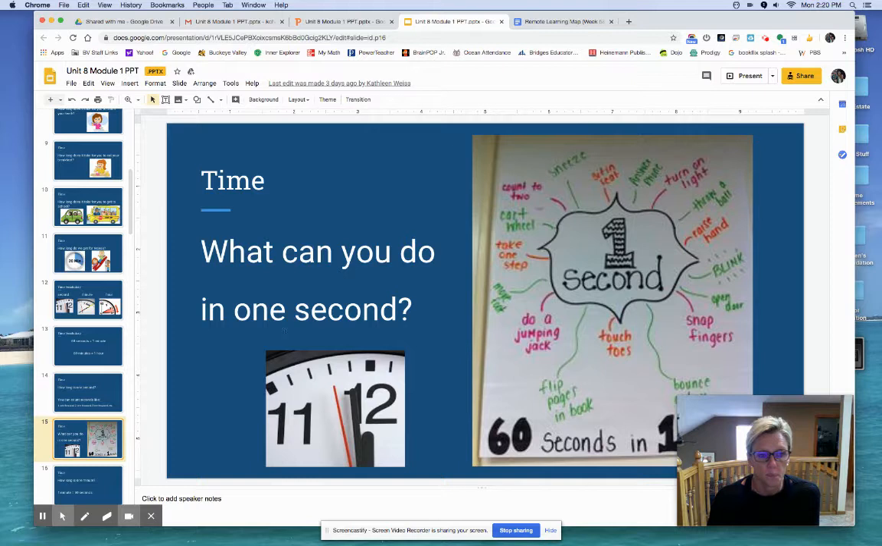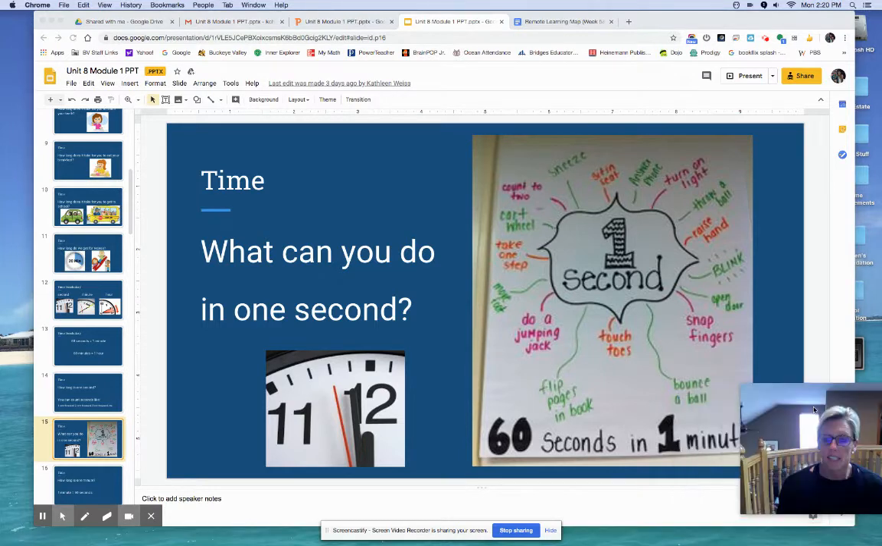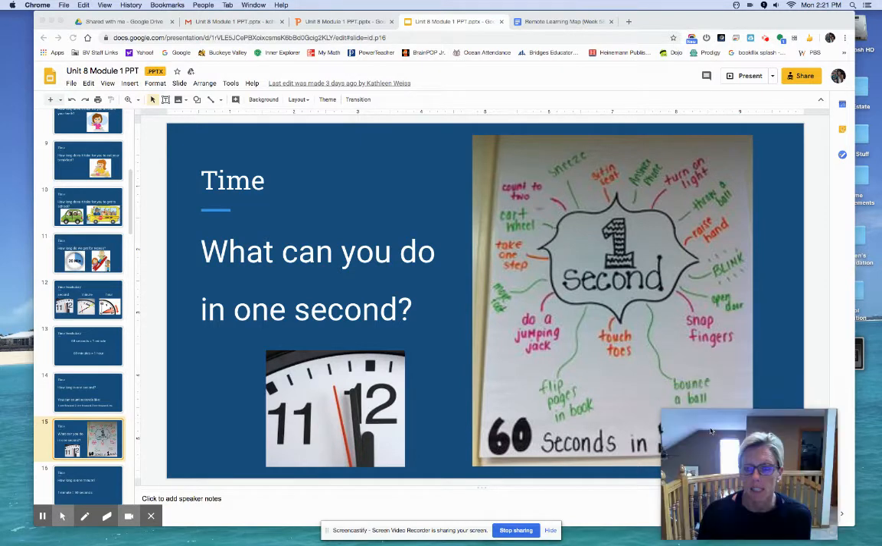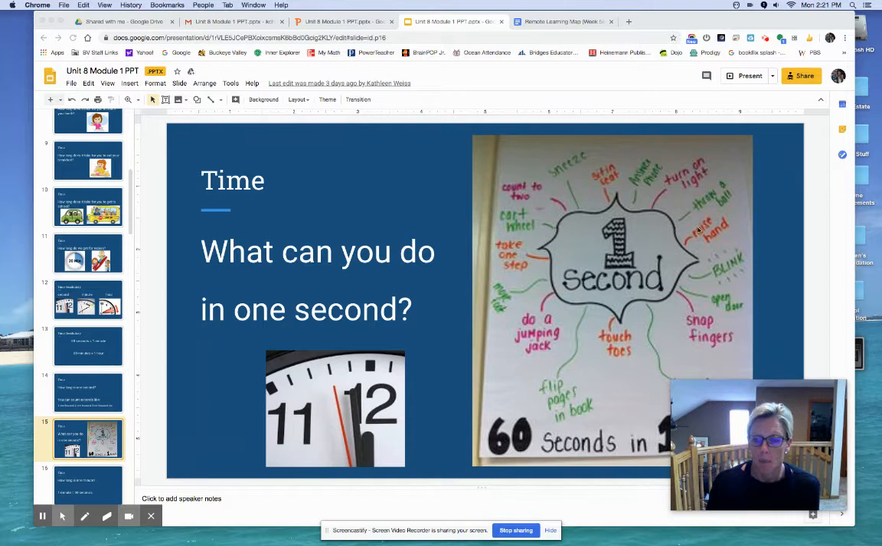Okay, what can you do in 1 second? Here are some brainstorm ideas of things that can be done in 1 second. And it says 60 seconds in a minute. So in a second, you can probably touch your toes, do 1 jumping jack, flip pages in a book, snap fingers, bounce a ball, raise your hand, throw a ball. See if you can come up with anything to add that you can do in 1 second.